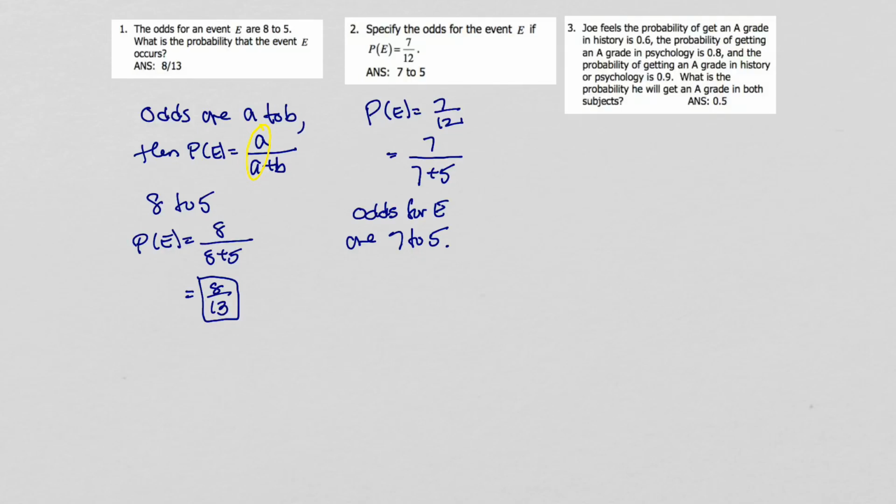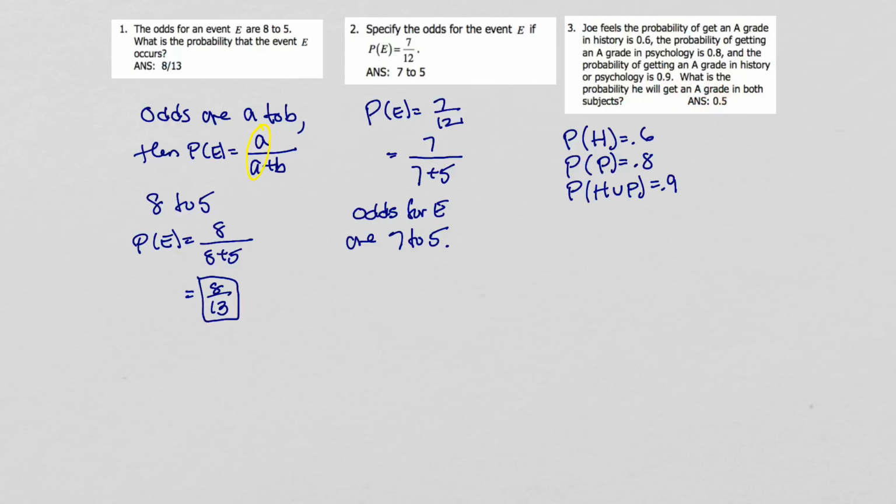In 3, Joe feels the probability of getting an A in history... Let me write this down so I can summarize it. The probability of getting an A in history, Joe thinks, is 0.6. The probability of getting an A in psychology is 0.8, and the probability of getting an A in history or, union, psychology is 0.9. And what we want to know is the probability he will get an A in both.